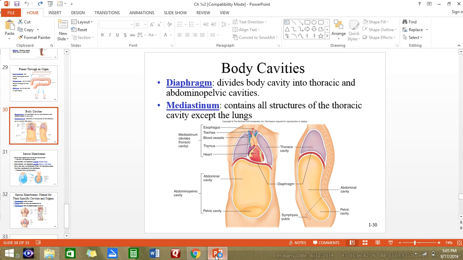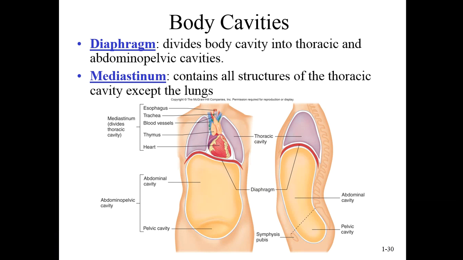Little mini screencast for chapter 1, learning about the body cavities. Although, of course, we have a cranial and vertebral cavity, it's not shown in this picture, but of course the brain is contained within the cranial cavity, and then the spinal cord is contained within the vertebral cavity.